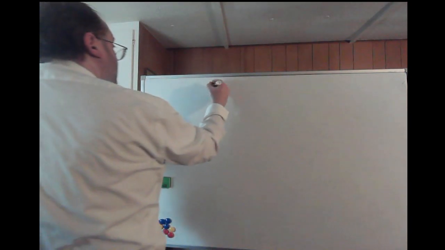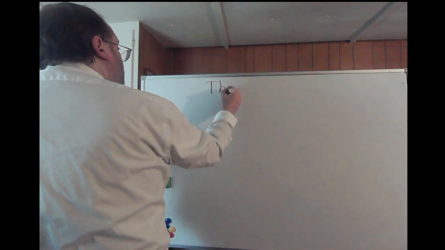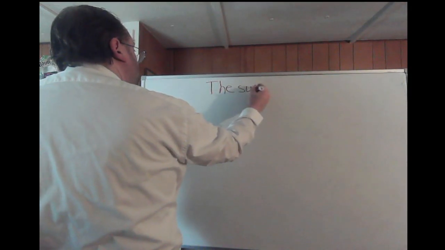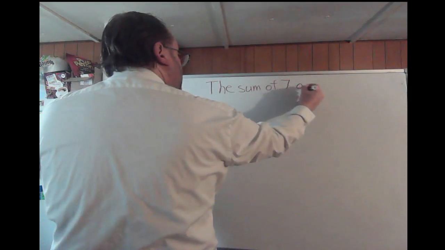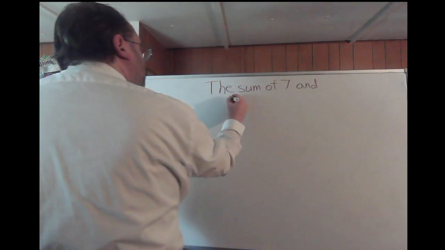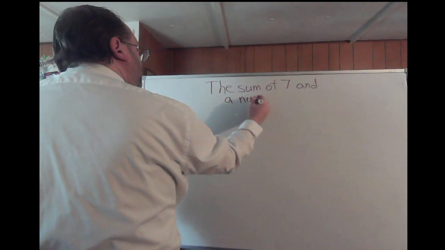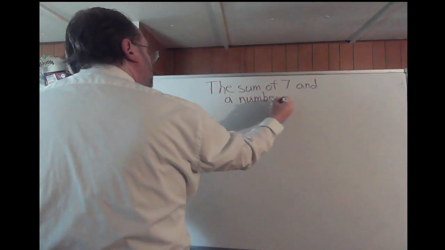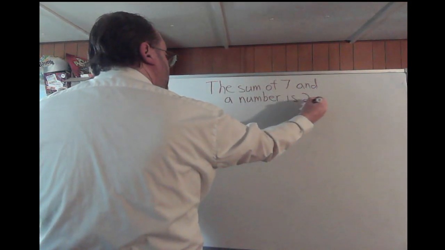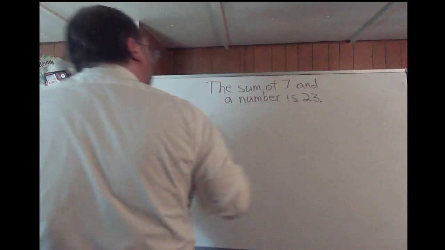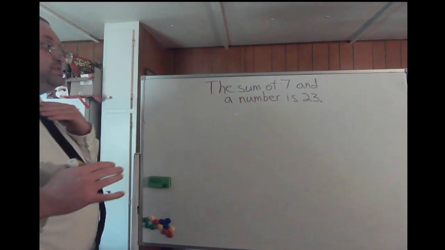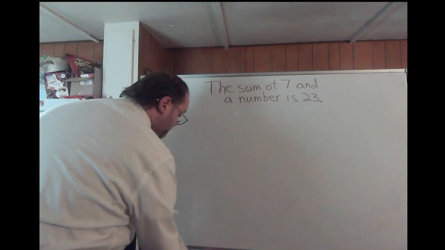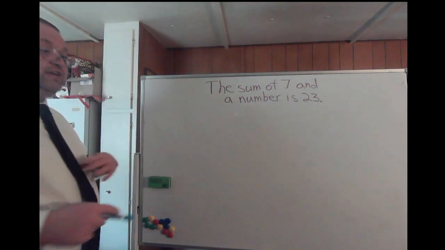So let's see here. We have the sum of 7 and a number is 23. So we're going to also take a look at how to form equations from words. That's a very critical skill for being able to solve word problems and real life applied problems.